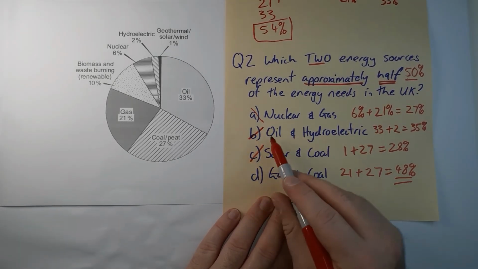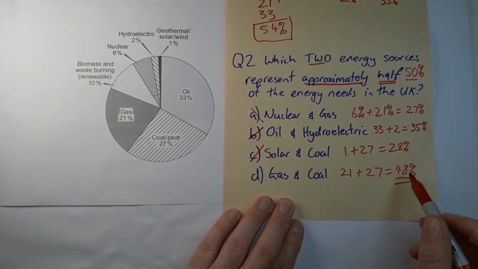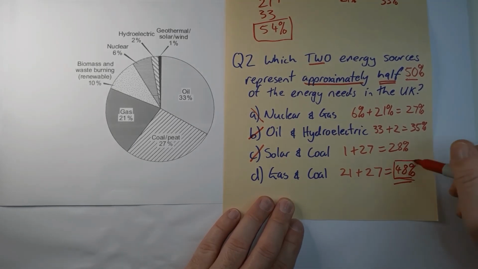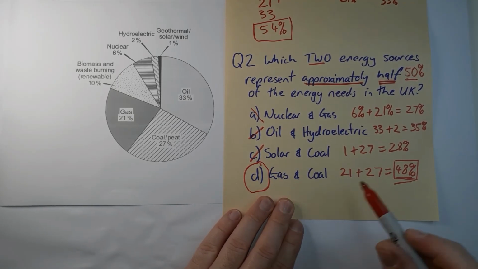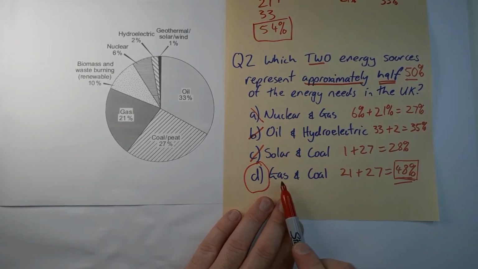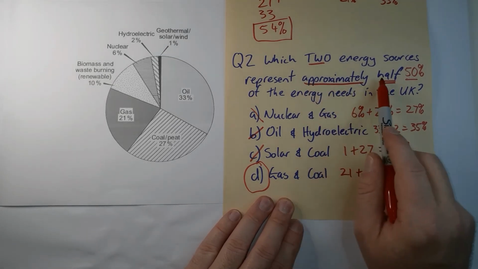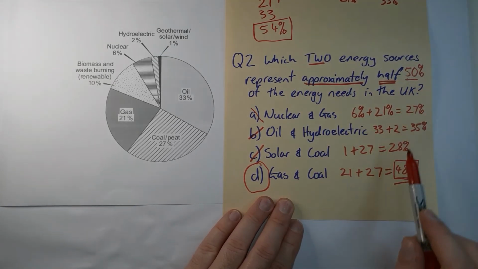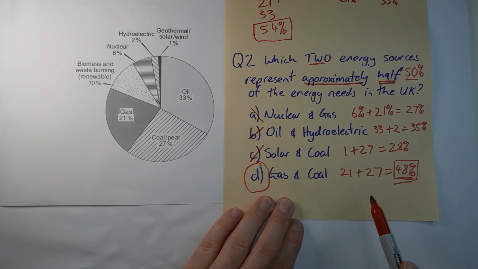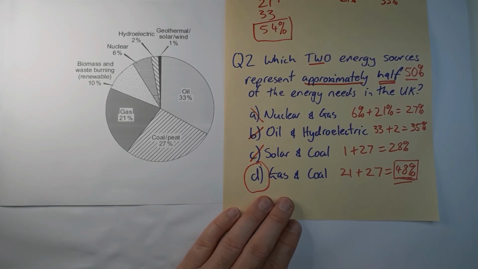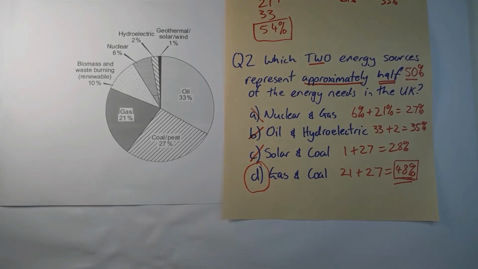So I'm actually going to cross out option B, which is 35, because I'm looking for the most correct option out of all 4. Option D, because it had 2 energy sources of gas and coal, was approximately half, 50% of the energy needs. So that's it. These are the types of questions you might get asked. I'm sure there's others, but this was just a quick rundown of how you might use a sector graph.